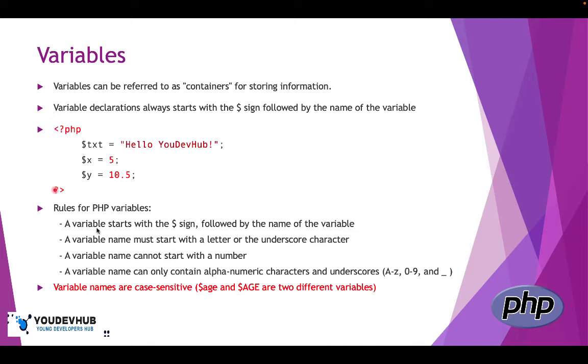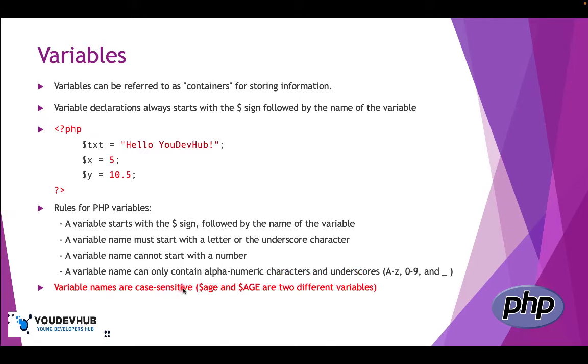So, rules for PHP variables. A variable starts with the $ sign followed by the name of the variable. A variable name must start with a letter or the underscore character. You can't start a variable name with a number. A variable name can only contain alphanumeric characters and underscore. Variable names are case sensitive. That is to say, age in small letters and AGE in capital letters are two different variables. Let me show you what that means.